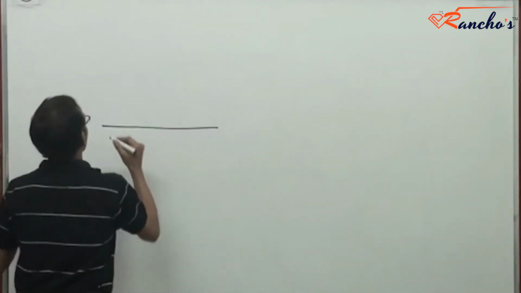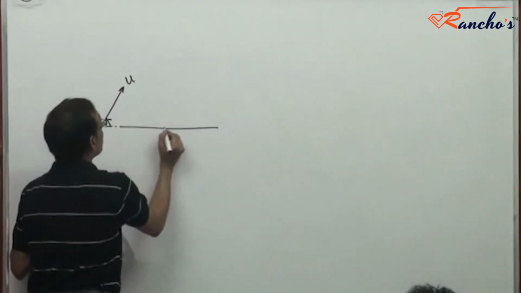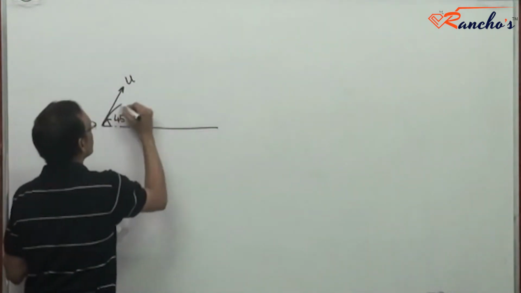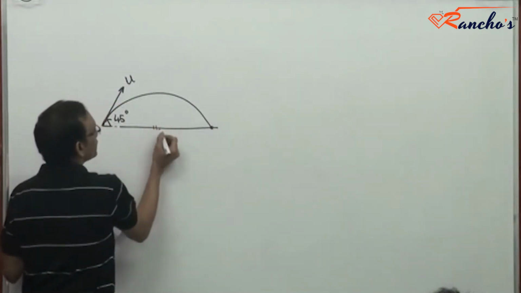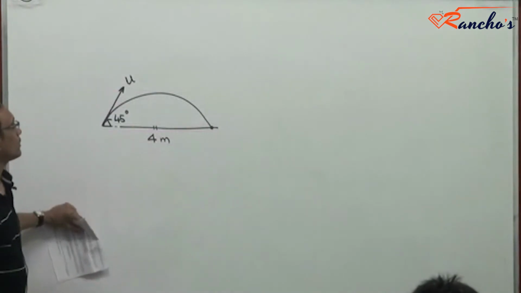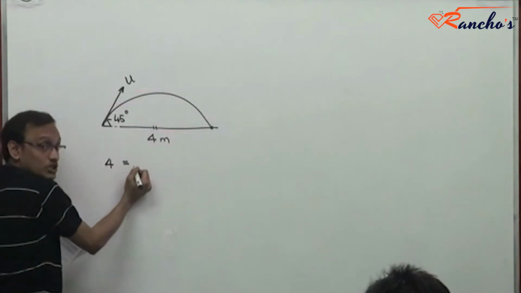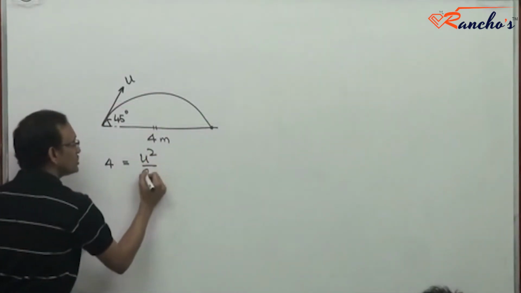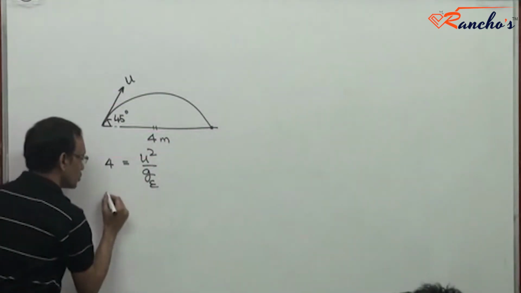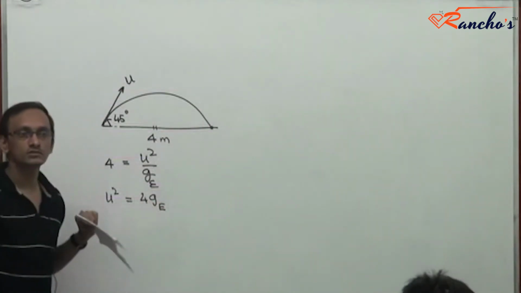So he launches with a velocity u, and for a maximum range he would have to launch at 45 degrees, right? And he can launch up to 4 meters, right? Very clearly then, 4 is u squared sine 2 theta by g. So u squared by g is 4, where g is g on the surface of the earth. So u squared is 4 times g on the surface of the earth, right?